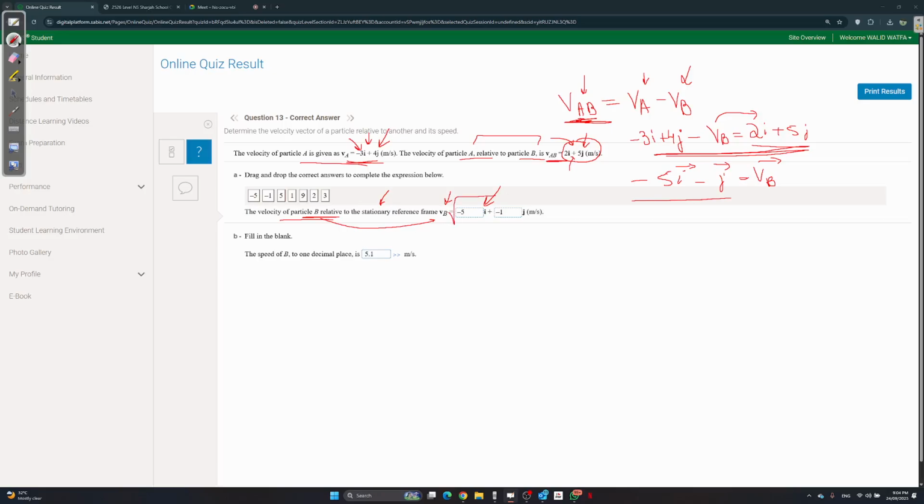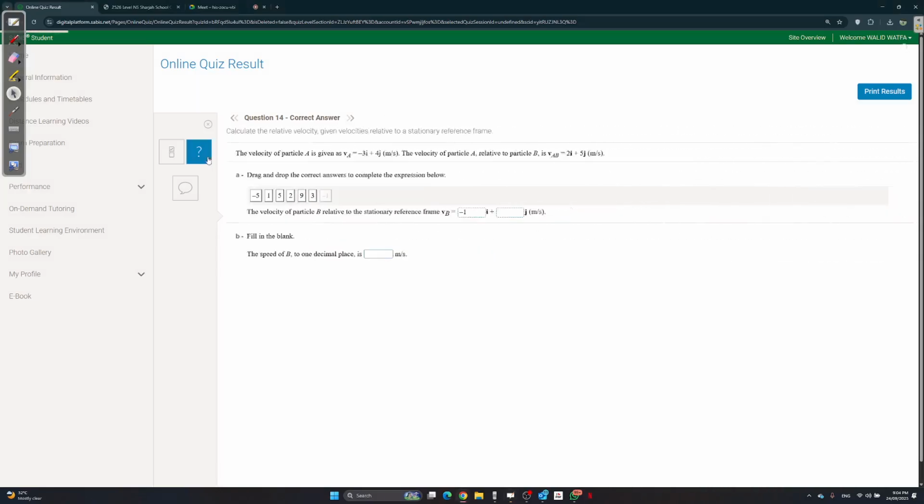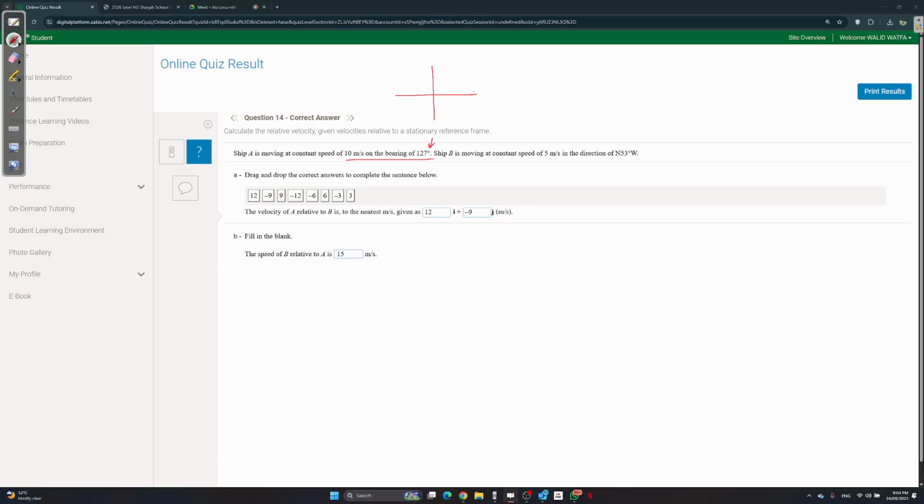So this is your answer. And then speed, degree, just magnitude. So far so good. It's not that hard, yani, I'm not gonna lie. Okay, same question almost. Ship A is moving at a constant speed of 10 on the bearing of 127 degrees. Okay, hello, we're going back to grade 11 mechanics, bearings. Okay, we'll go slowly, but let's do it. Let's read the rest of the question.